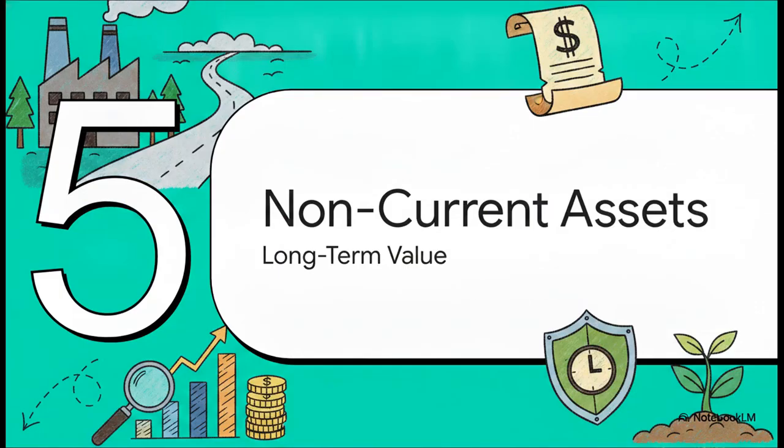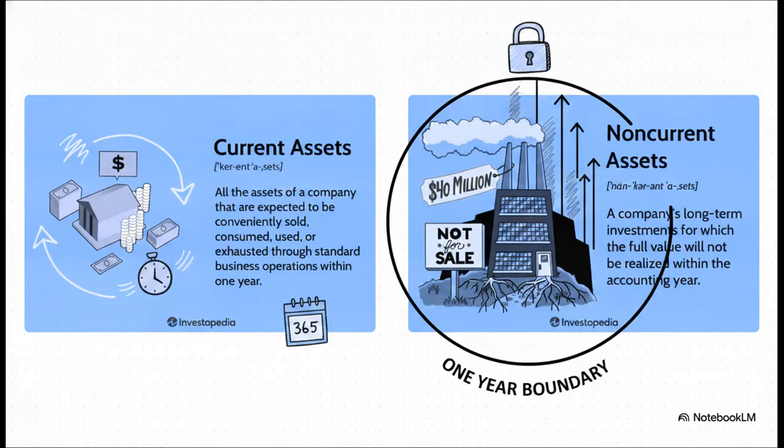All right, Section 5, non-current assets. Let's move on and see how this builds, shifting gears away from short-term liquidity and diving right into long-term value. Just look at these two concepts side by side. On the left, we have our current assets, the cash, the bank deposits, the things turning over really quickly. And on the right, we have a massive factory with a not-for-sale sign. This visual perfectly hammers home that crucial difference we talked about, the one-year boundary. Obviously, that factory isn't going anywhere anytime soon.